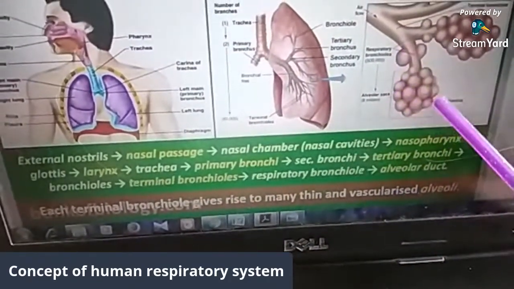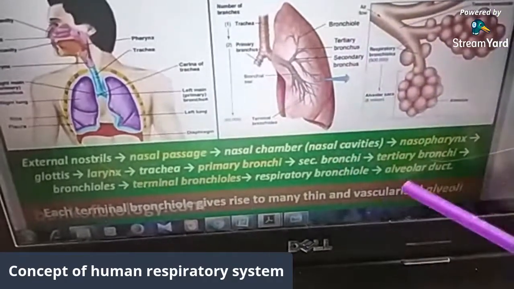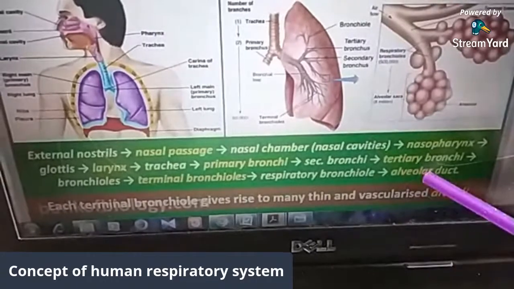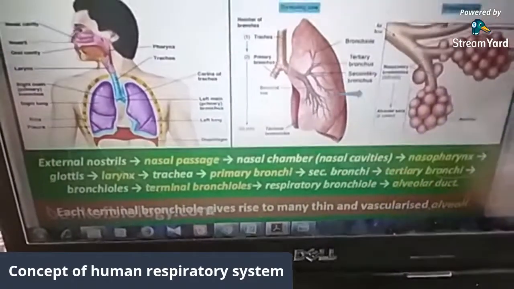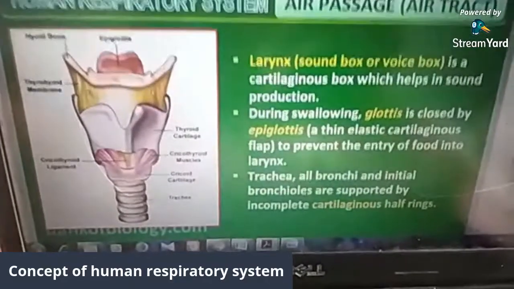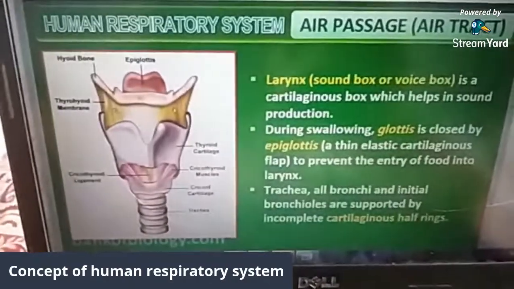This knob-like structure present in the lungs area is called the alveoli. I think all of you know all those terms because you have studied them in class 9 to 10 standard. Okay, let's start the discussion about the larynx.